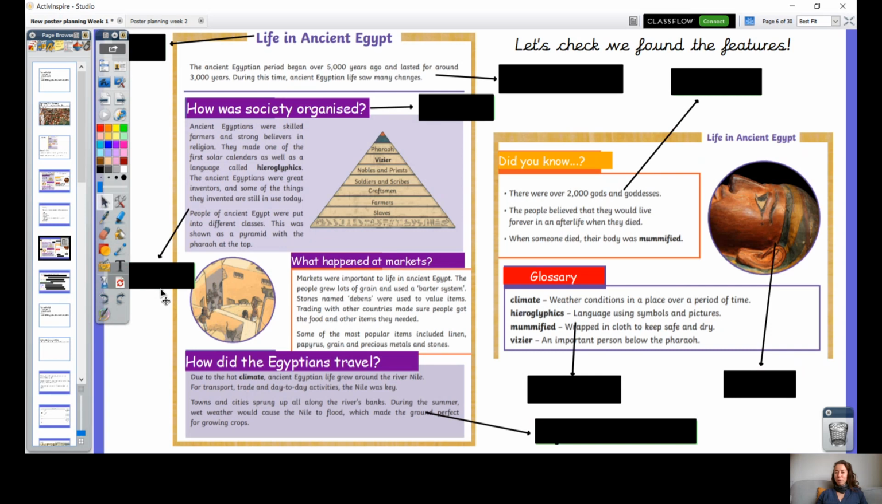Well done. Let's go through a few of these and see if you got them right. You might find more labels than me. I've just put some examples on here to show you. So, nice and simple. You should have found the title.